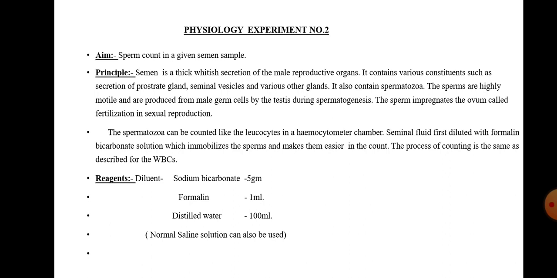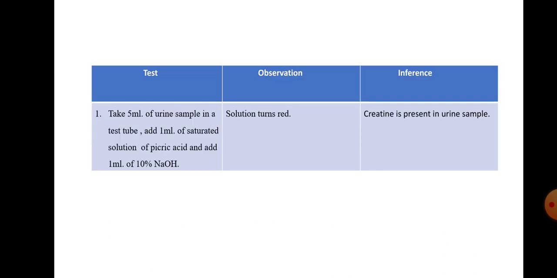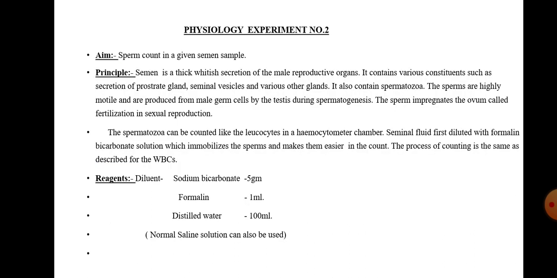The sperms are produced from the male germ cells by the testes during spermatogenesis. The sperm impregnates the ovum. So at the time of fertilization, the sperm moves towards the ovum and enters into the ovum, and this process is called fertilization in sexual reproduction.